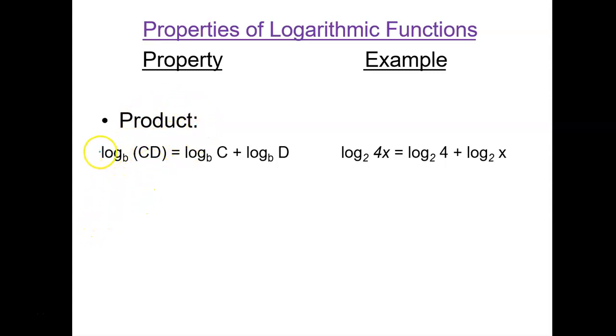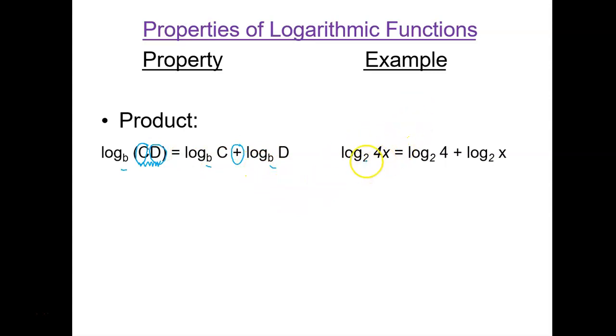We have here log, our base is b, of c times d. If I have a log with a multiplication in the parentheses, I can expand that log out so that it is log base b of c plus log base b of d. Notice b is the same in all three of them. If I have a product in here, remember product means the answer to a multiplication problem, I can rewrite this log using two logs. It's called expanding the log out. I can write it as log base b of c plus log base b of d.